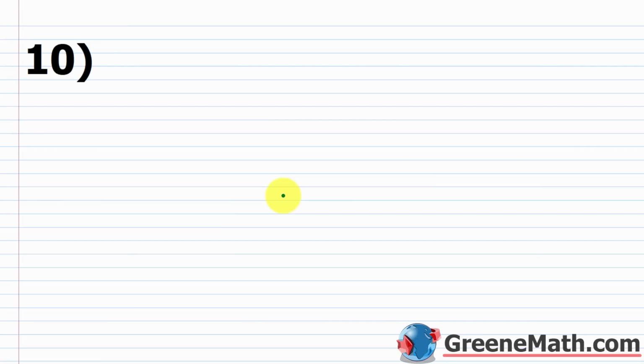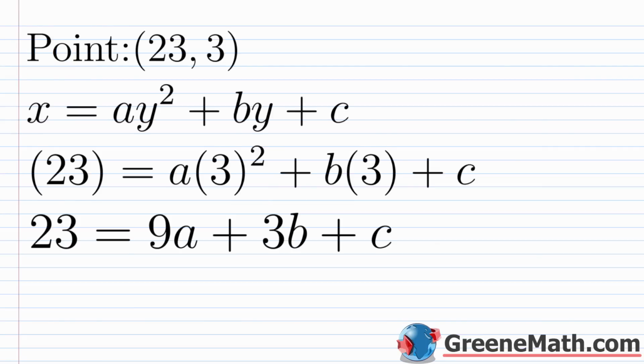All right, let's take a look at problem number 10 now. So we are given the model, which is x equals ay squared plus by plus c. So again, we have a sideways parabola. Be very, very careful when you get this type of problem. It's easy to make a mistake and go back to the y equals ax squared plus bx plus c that we normally get for these types of problems.